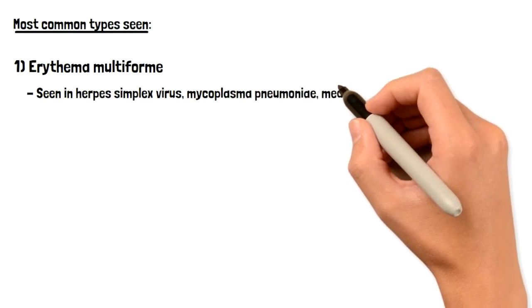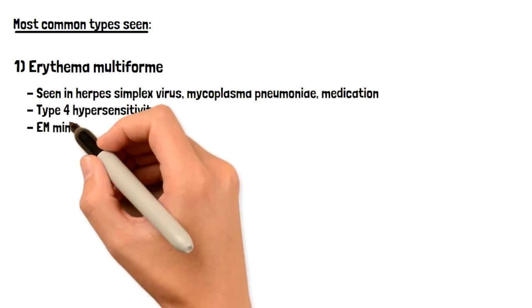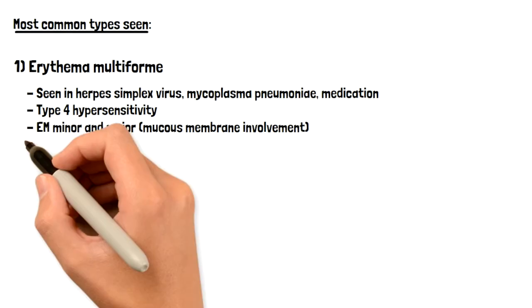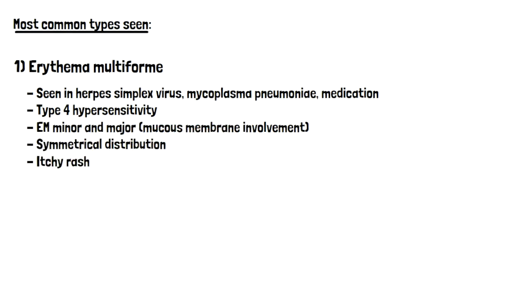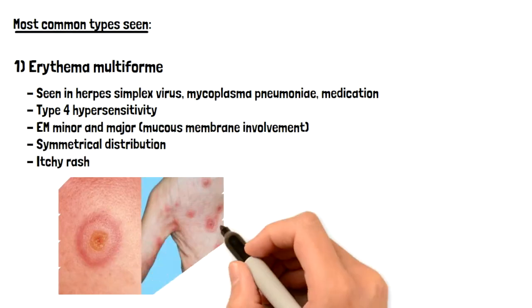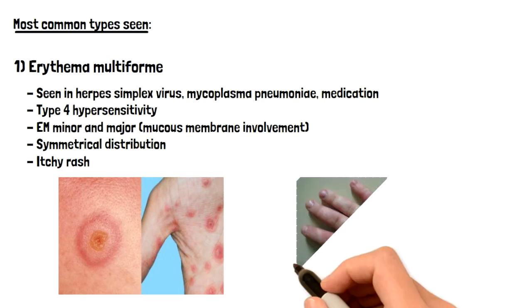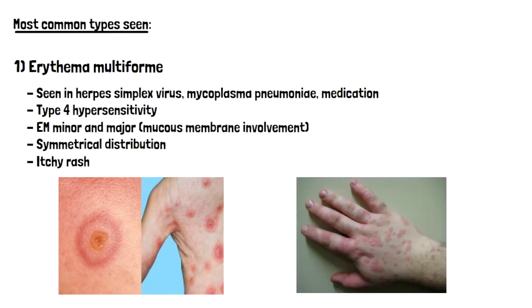This is seen in herpes and mycoplasma pneumonia, which is walking pneumonia, and it can be caused by medications such as NSAIDs and penicillins. This rash tends to be symmetrical and itchy, and there's 2 subtypes, minor and major, which is obviously going to be more severe, including mucosal membranes.